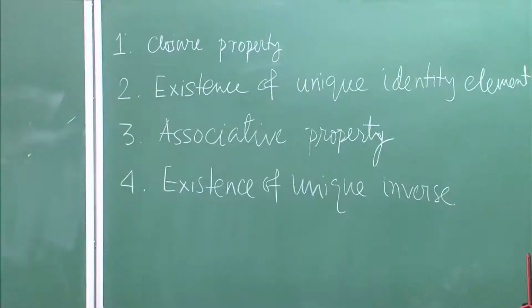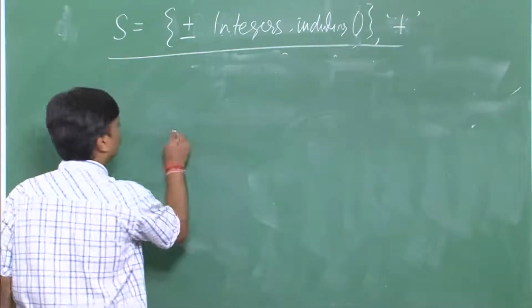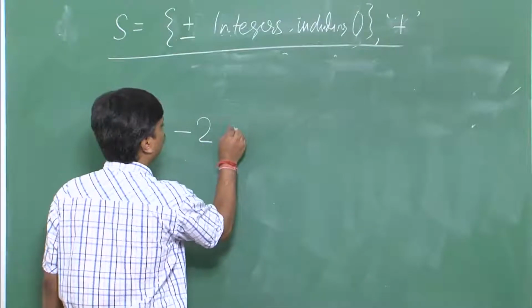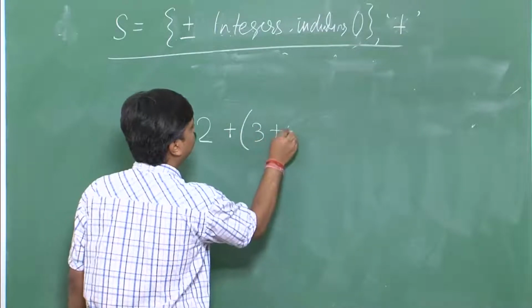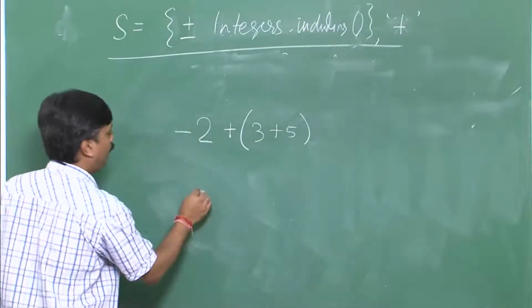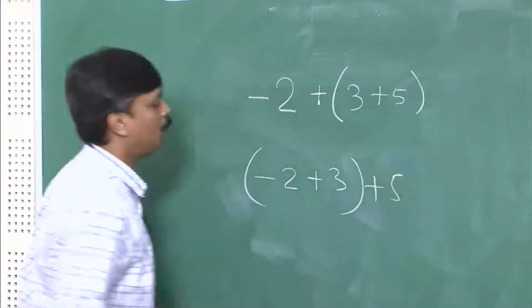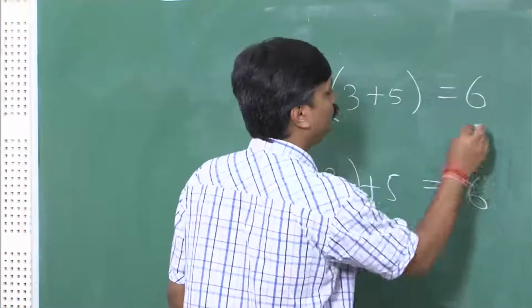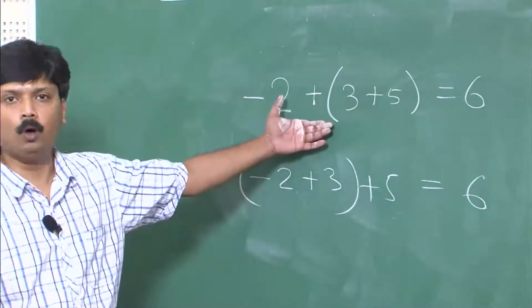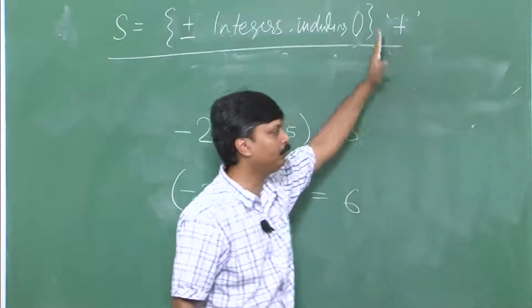Let us look at the third one, associativity property. It holds good because I have, say, something like minus 2 plus 3 plus 5, and then I can write minus 2 plus 3 plus 5 with the brackets grouped differently. Both of them are going to give me 6. So associative law holds. So third point is also clear for this set under addition.